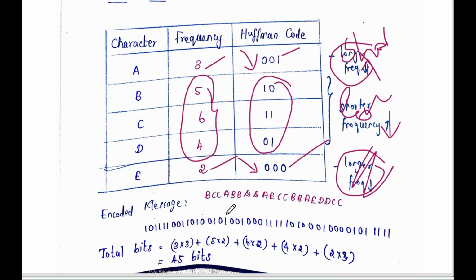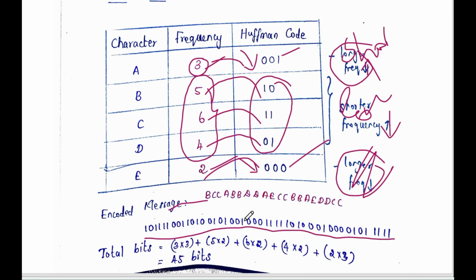So this is the encoded message. We just substitute all the binary code values of the corresponding characters. Then what is the total bits here? Here B, how many times did B appear? B appeared 3 times, right? Just multiply. So A appeared 3 times. So what is the Huffman code length? That is 3, right? So 3 into 3, plus B appeared 5 times, 5 into 2, 10. Then 6 into 2. Then 4 into 2. 2 into 3.